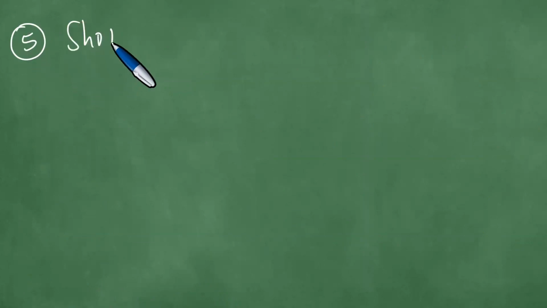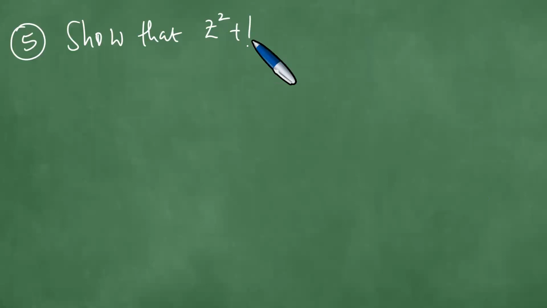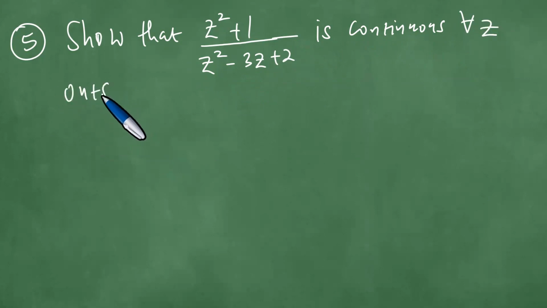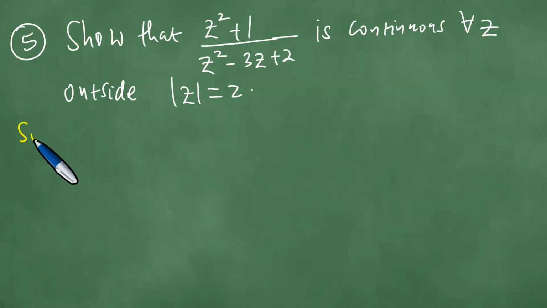In question 5, we need to show that z squared plus 1 divided by z squared minus 3z plus 2 is continuous for all z outside the modulus of z equals 2. We look at the solution now to this.